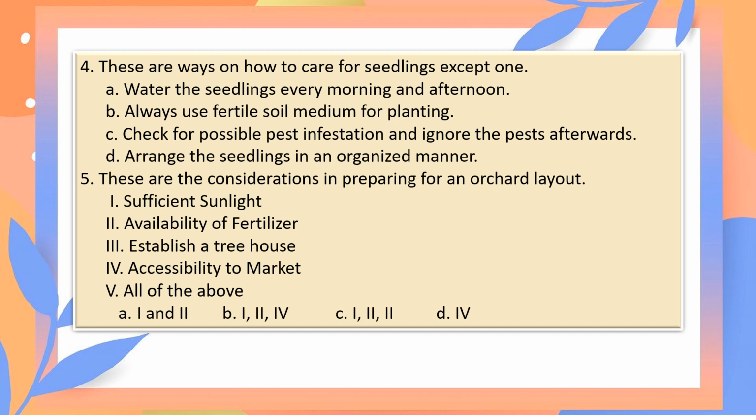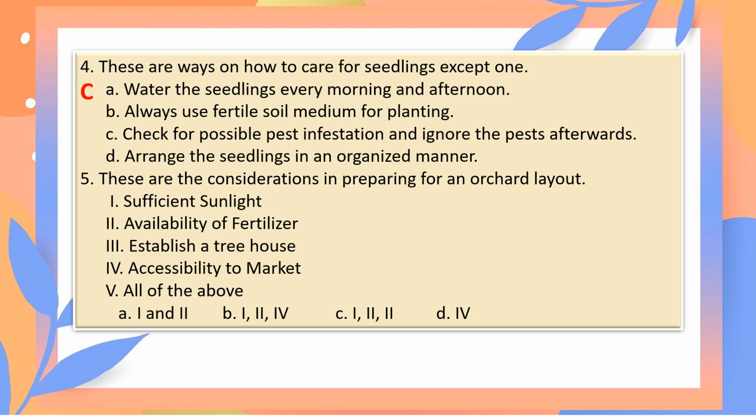Number 4. These are ways on how to take care of seedlings except one. A. Water the seedlings every morning and afternoon. B. Always use unfertile soil medium for planting. C. Check for possible pest infestation and ignore the pests afterwards. D. Arrange the seedlings in an organized manner. So what do you think is the answer? Okay, so letter C.